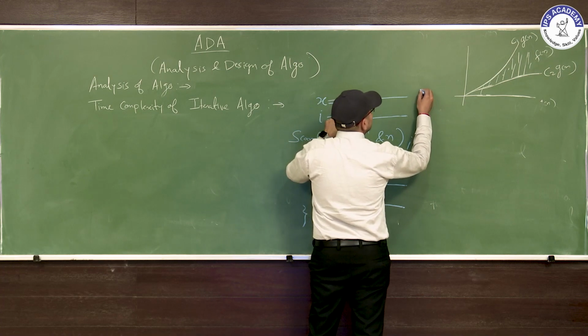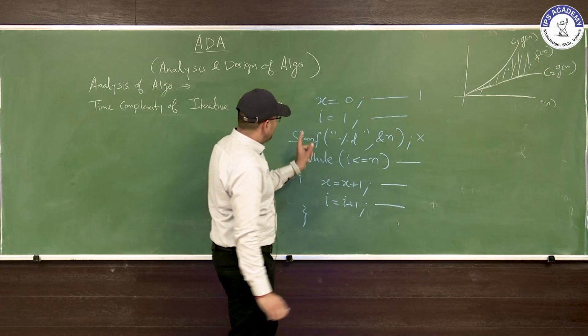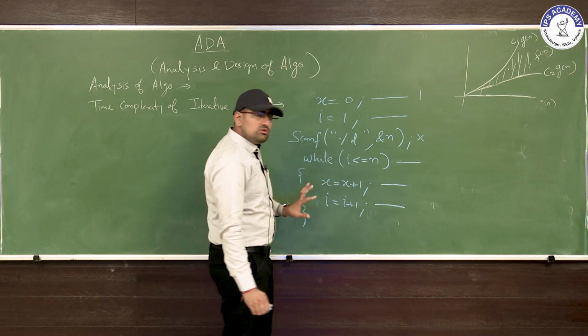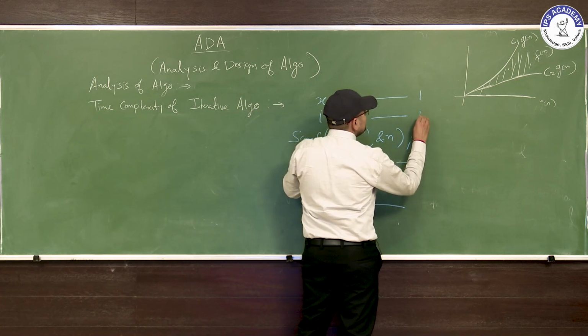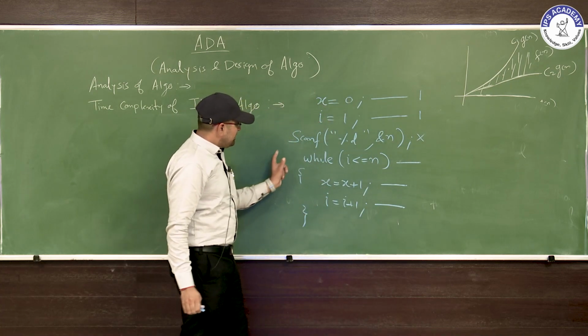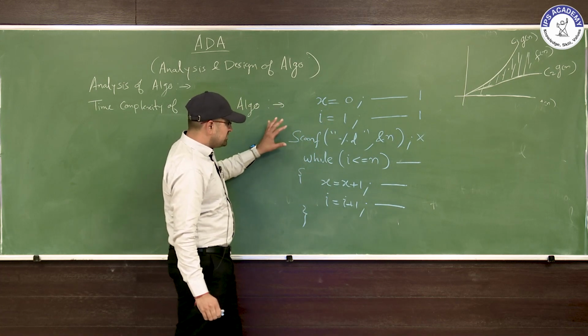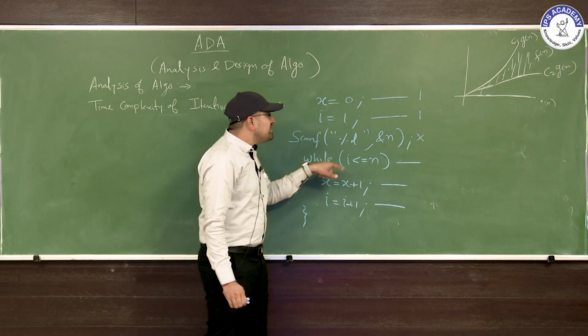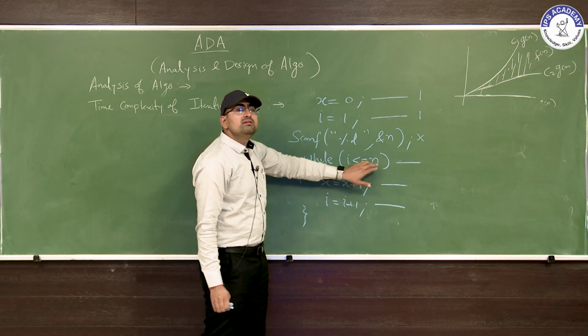So the frequency count of this is 1 only. What about I equal to 1? This is also the same, once throughout the lifetime of the algorithm. So this is also 1, right? Now we are not considering this as the executable. Now this statement comes every time we are comparing I with n.